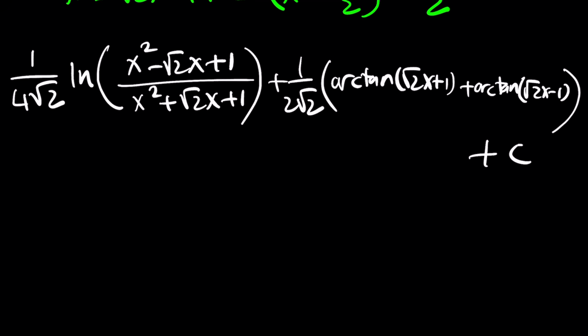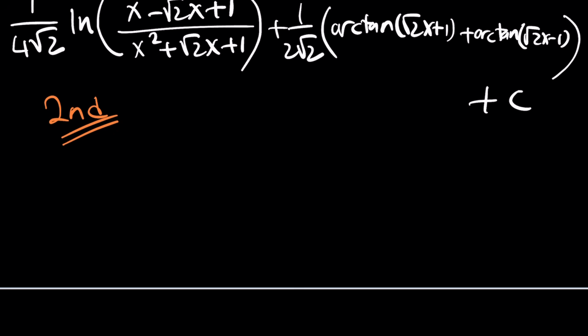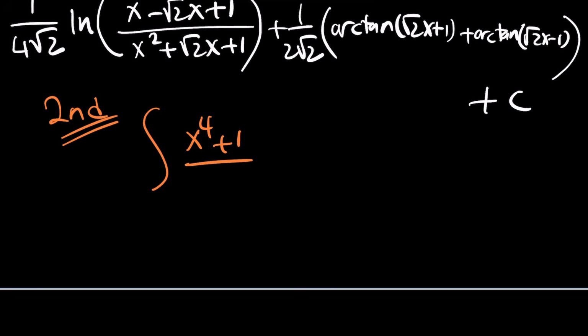Now, here's the second method, which is much, much cleaner in my opinion. But again, you get to decide. So again, we have x to the fourth plus 1 divided by x squared plus 1. Is that the original integral? Or is it the other way around? Actually, it's the other way around. It can't be like that, otherwise we couldn't do the partial fractions. We would have to do division. Okay, this is our integral.